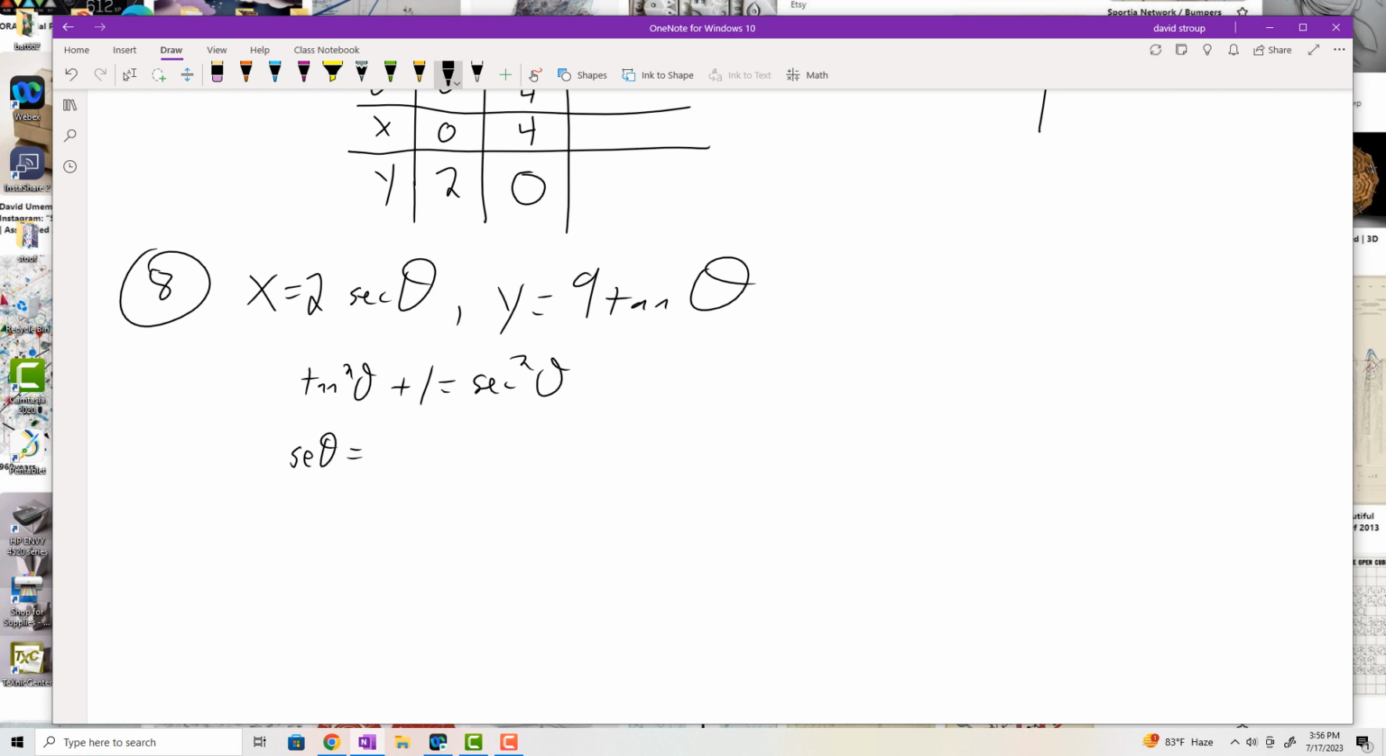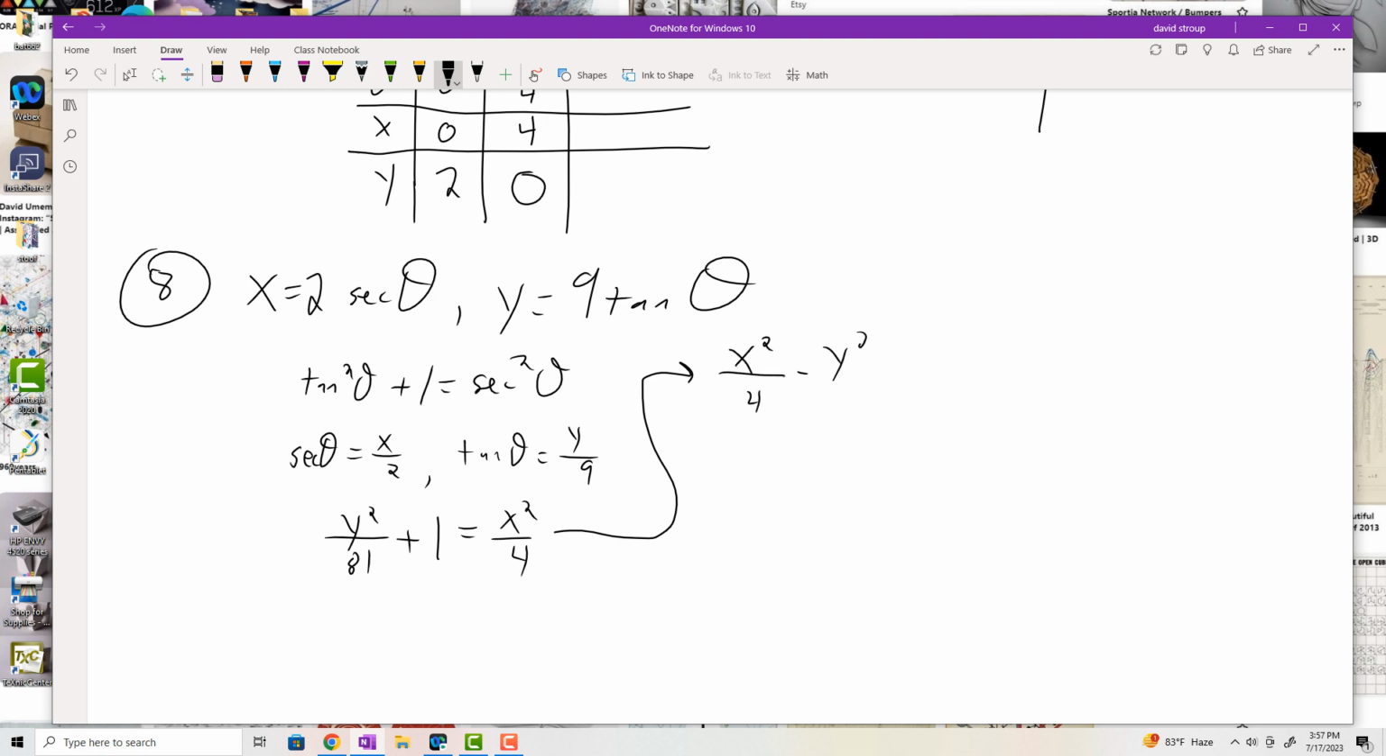So I get secant theta is equal to x over 2. And then I get tan of theta is equal to y over 9. And then I can do my substitution. So I get y squared over 81 plus 1 equals x squared over 4. And that's not quite familiar, but if you move the y squared over, you get x squared over 4 minus y squared over 81. And lo and behold, that's a hyperbola, right? So the a value is 2, the b value is 9, centered at (0, 0).